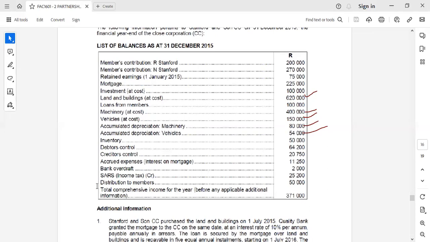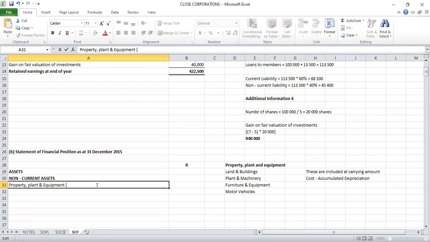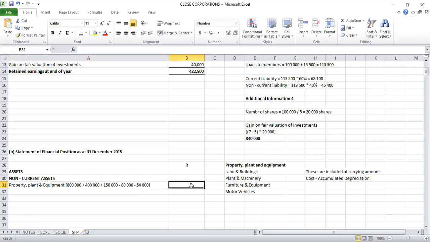Right, so for land and buildings, I will no longer use the 620. I will now be using the 800,000 in additional information two. Plus my machinery at cost, 400,000. Plus the vehicles at cost, 150,000. Minus the accumulated depreciation on machinery, 80,000. Minus the accumulated depreciation on vehicles, 54,000. What do we get?